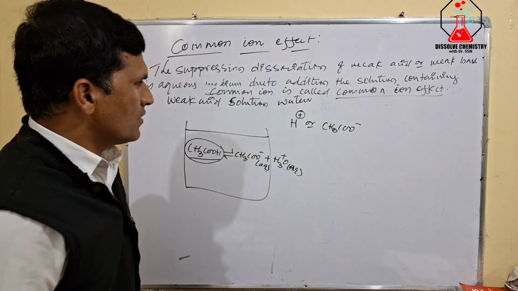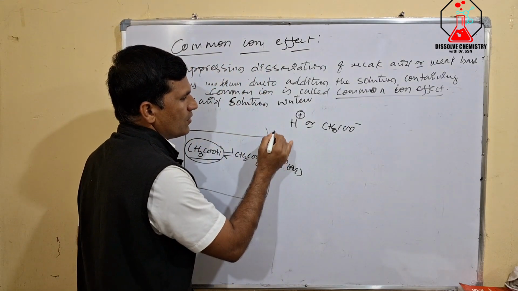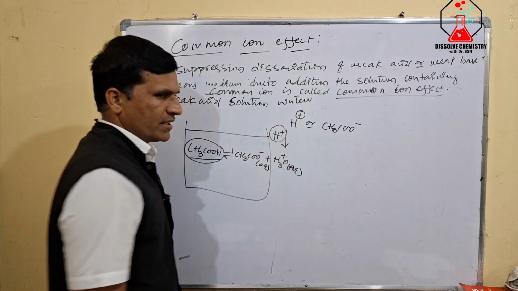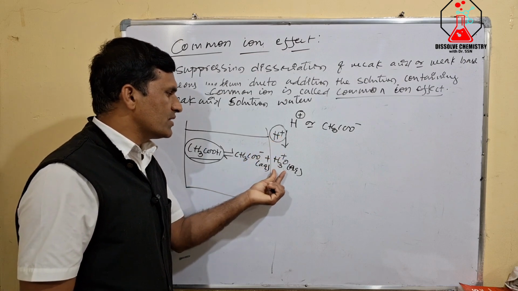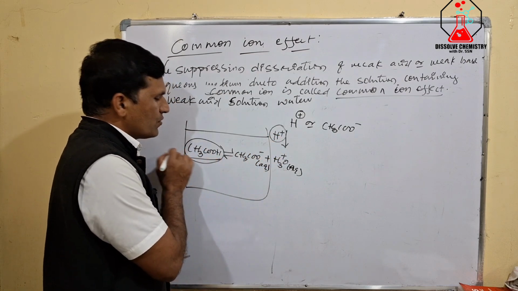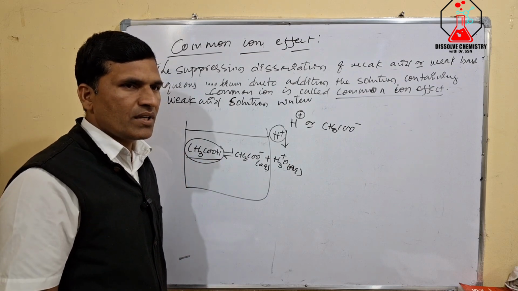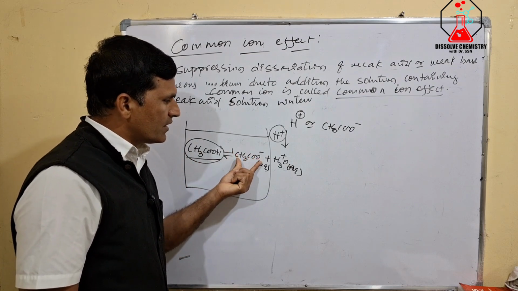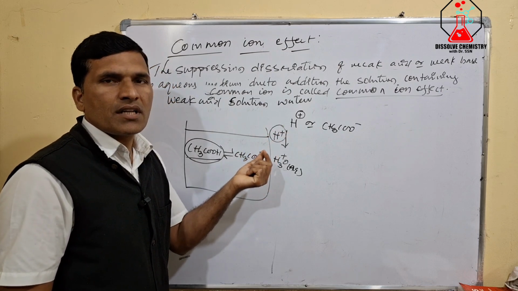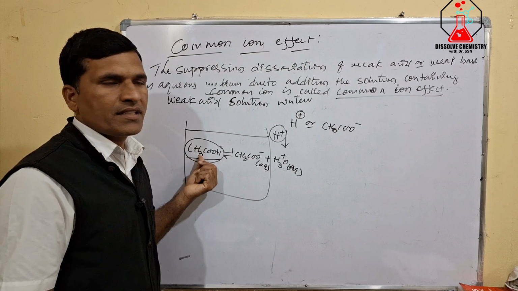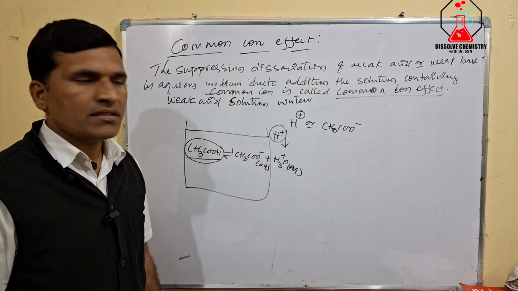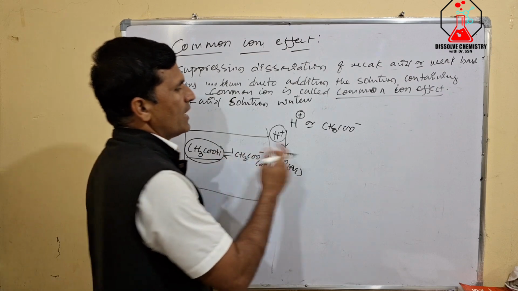If I increase the concentration of H plus ions, if I add the solution containing H plus ions, then immediately the equilibrium will shift back to form undissociated acetic acid. Meaning, whatever acetate ions are already present in the solution are also converted into undissociated acetic acid due to the increase in the concentration of H plus ion in the solution.